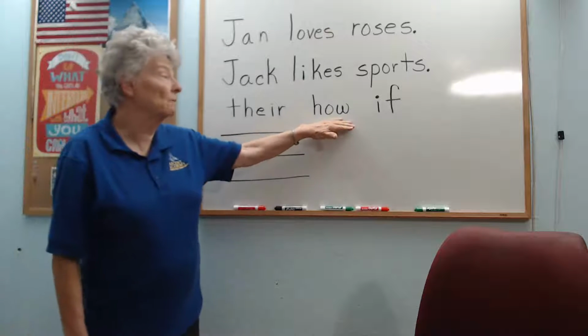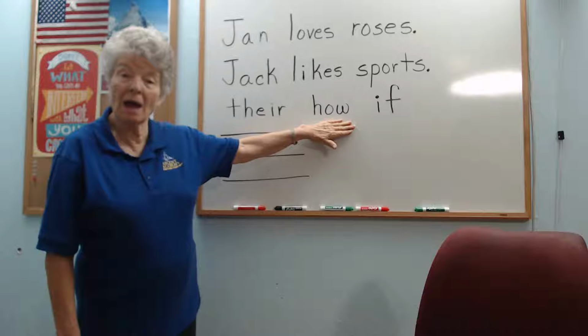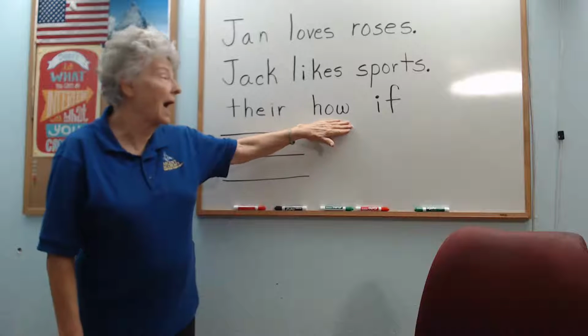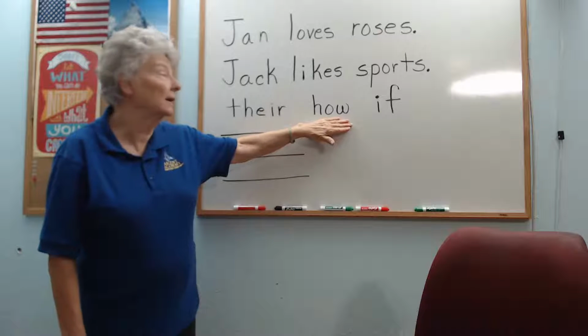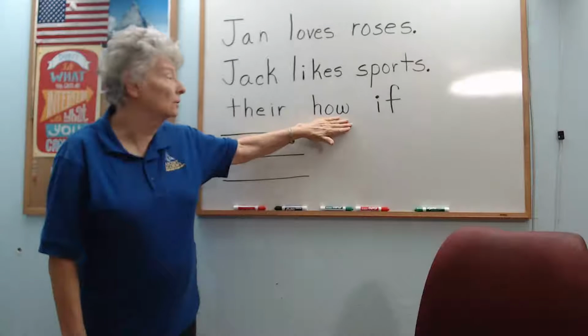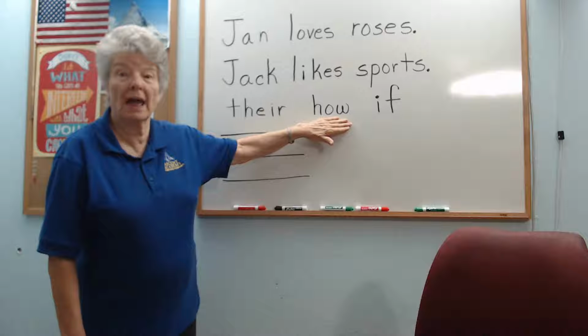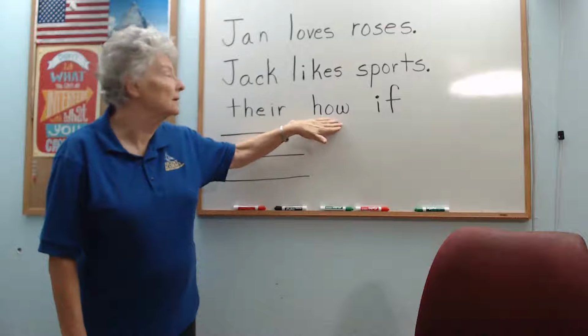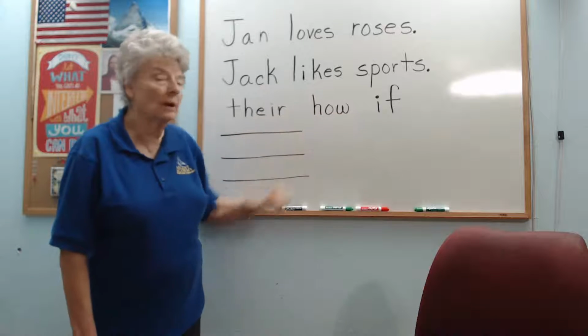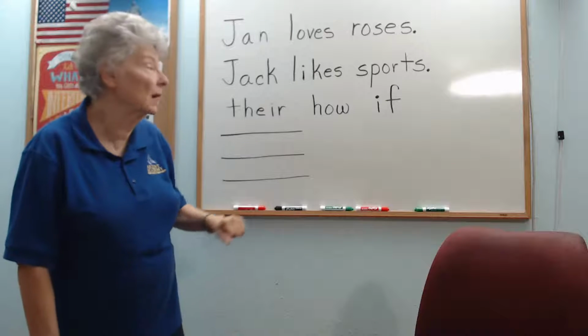The next most common word is how. How rhymes with bow. How, cow, okay? How, cow, and bow. How did the cow bow? Okay, so how, write a line of that in your composition book as you say it.